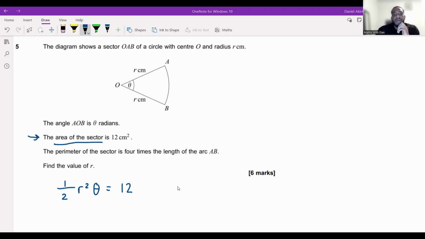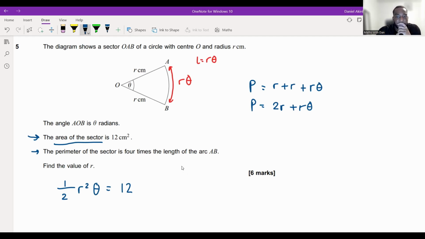That's one equation. Now, the second sentence says the perimeter of the sector is 4 times the length of the arc. Well, what is the arc, first of all? The arc is this distance here, right? And we know that the formula for the arc length L is r theta. So the perimeter P is going to be equal to r plus r theta plus r, and that means this is equal to 2r plus r theta. We happy with that, guys, so far? That's an expression for the perimeter.